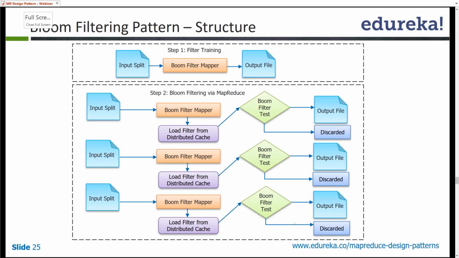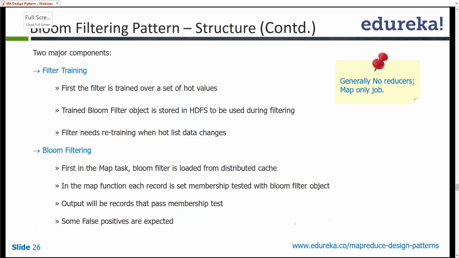In the Bloom filter mapper, we'll use a class which is provided by Hadoop, known as the Bloom filter itself. First, the filter is trained over the set of hot values. The trained Bloom filter object is stored in HDFS to be used during filtering. The filter needs retraining when the hot list changes.